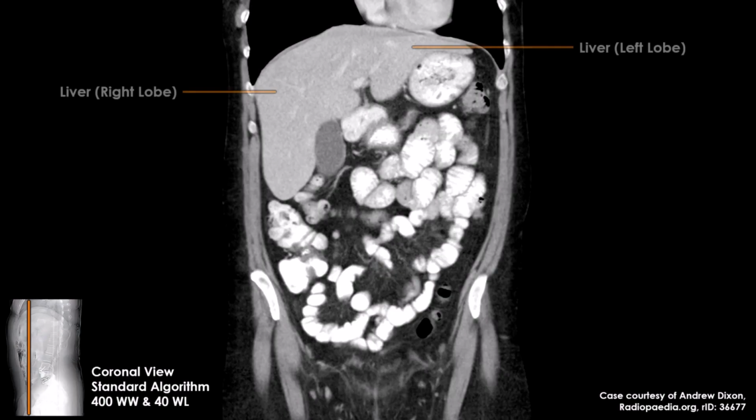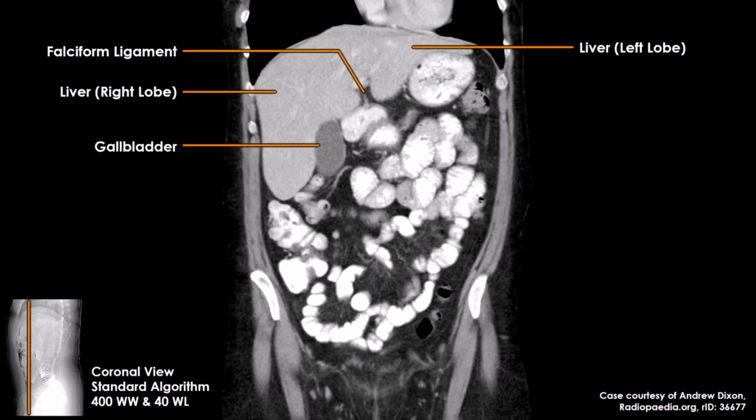We can see the right and left lobes of the liver. The right lobe is very large, filling almost the entire right upper quadrant. We can also see a segment of the falciform ligament on the surface of the liver between the right and left lobes. We can see the gallbladder, this pear-shaped organ on the inferior surface of the liver.